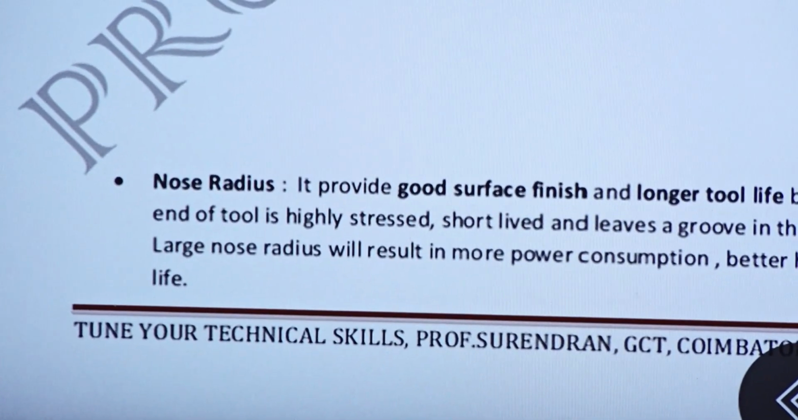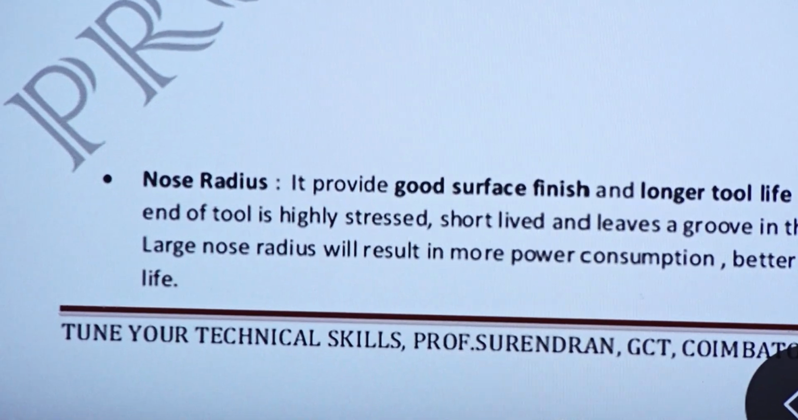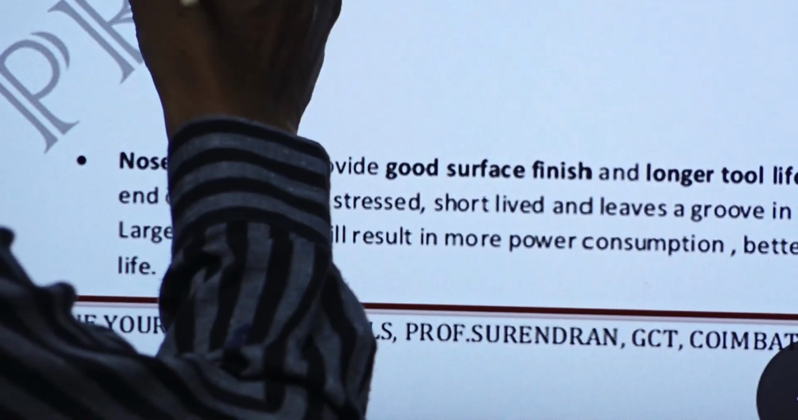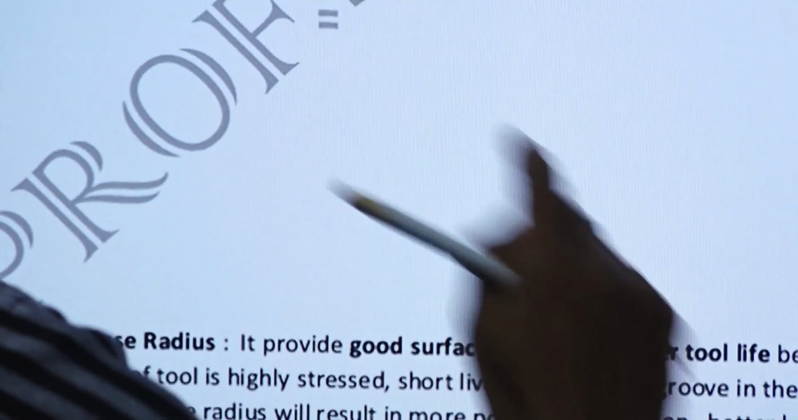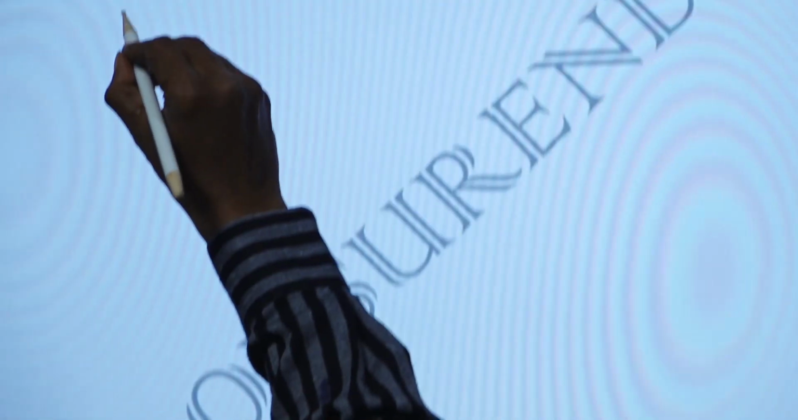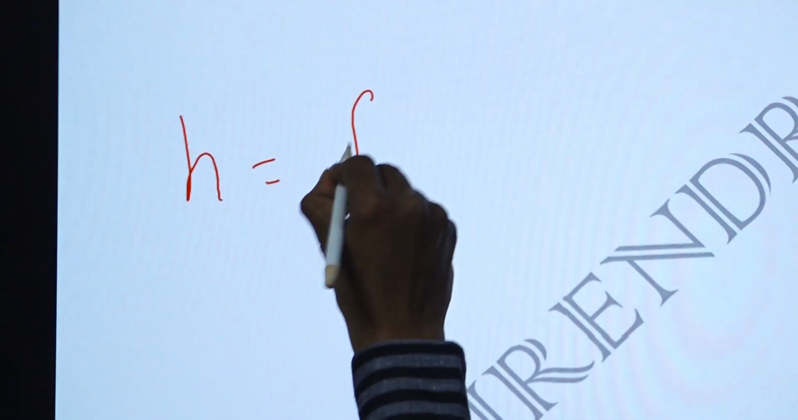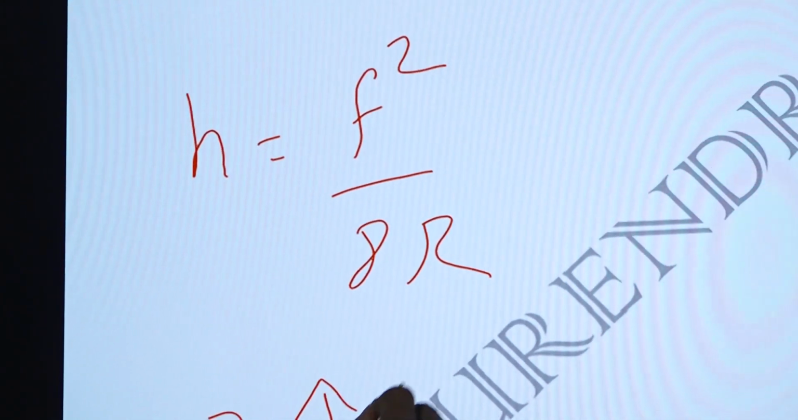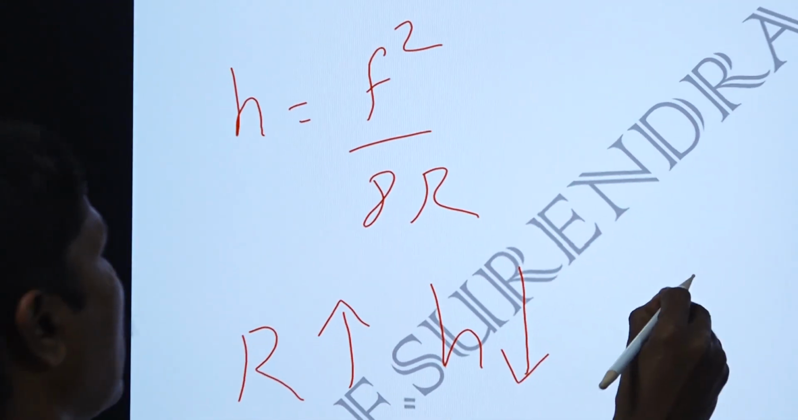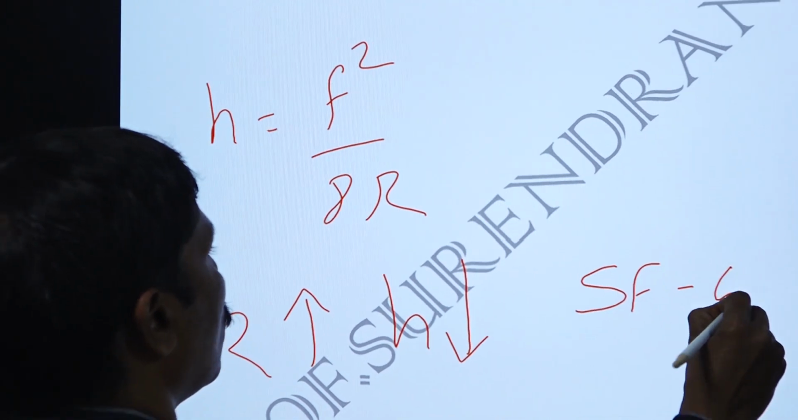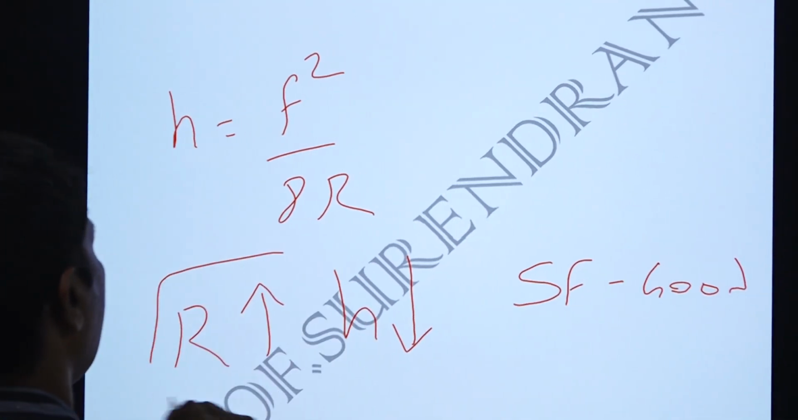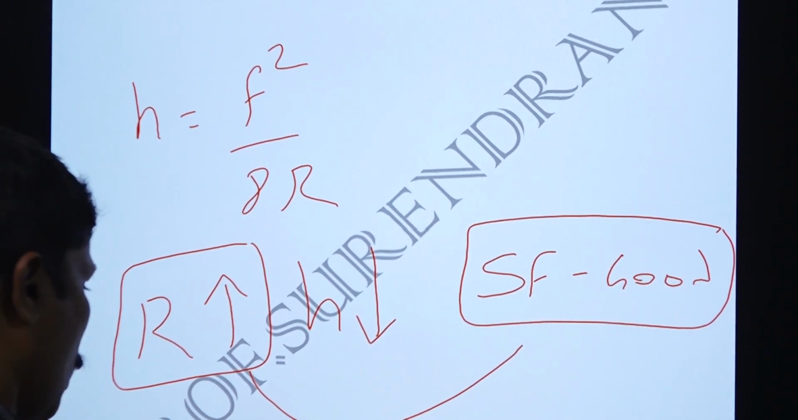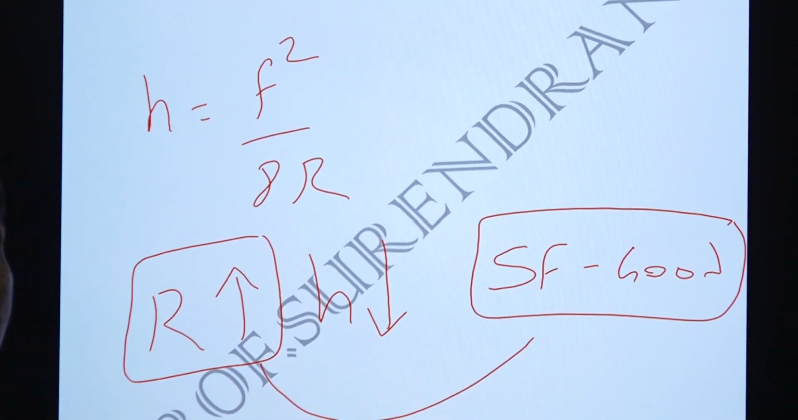Always this Ft is equal to F, the uncut chip thickness, and nose radius. Nose radius provides a good surface finish, because you can remember the formula H equals F square by 8R. When you have a higher nose radius, the height of unevenness is less, that means the surface finish is good. So nose radius provides good surface finish.